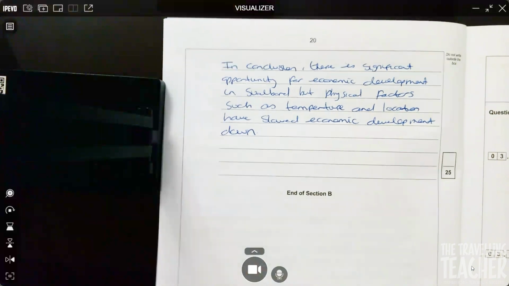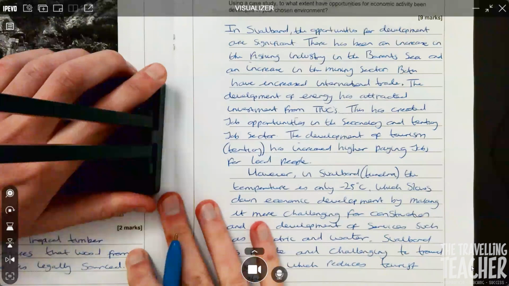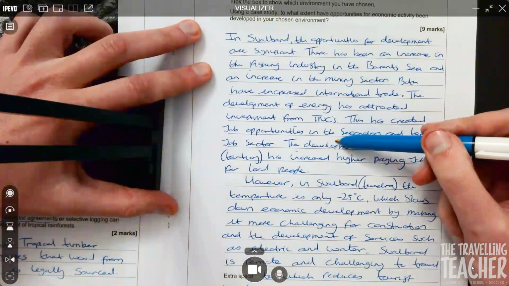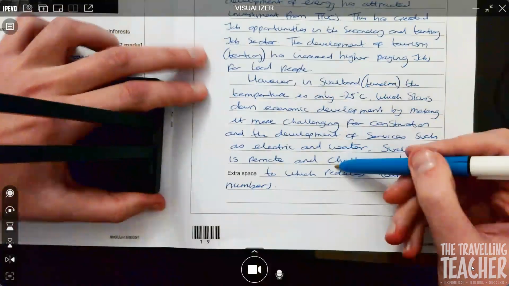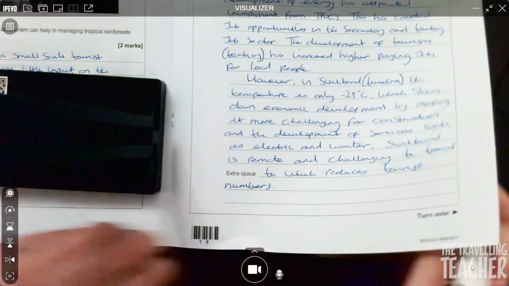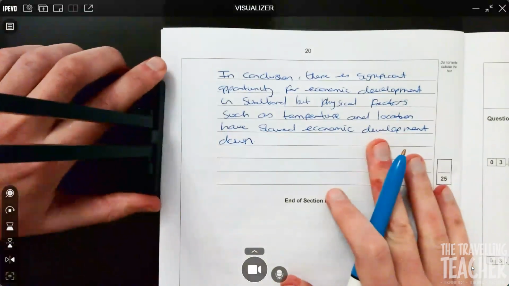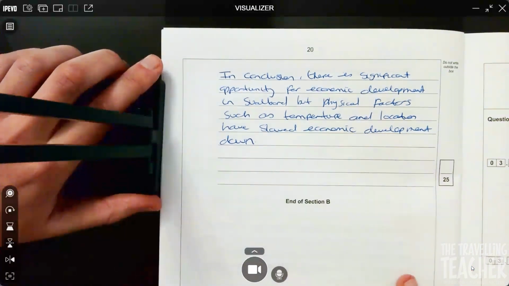So just to review what we've just done there. So here we've looked at all the ways Svalbard is developing. We've then balanced it by talking about all the challenges slowing down that level of development. And we've then referred back to the question in our conclusion and provided a nice balance at the end.